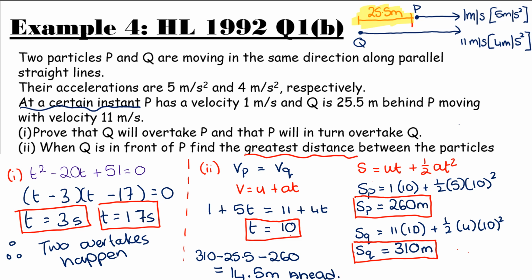Again, the maths here is really straightforward, but the thinking behind it can be tricky, especially because Q started behind. So when Q is ahead, we have to think of, okay, it needed to catch up 25.5 meters, then it traveled the distance P traveled, then it traveled a little bit extra, so we need to take all that into account. So it is 14.5 meters ahead.